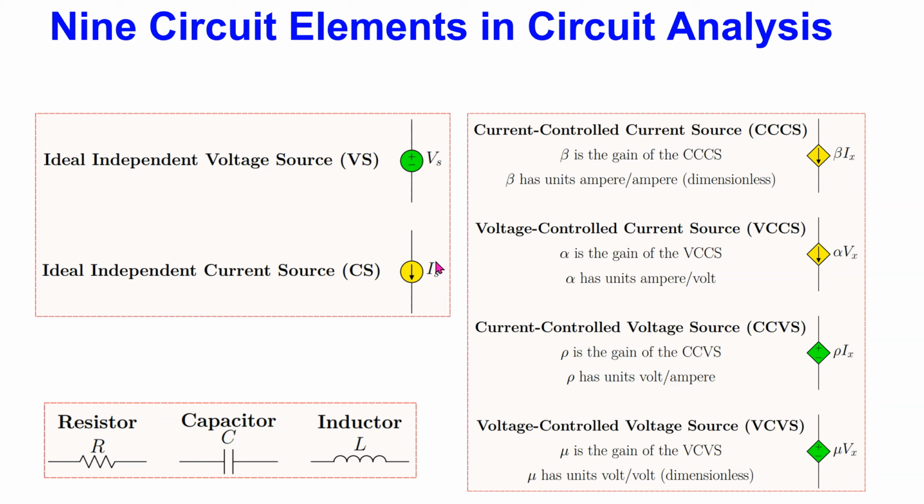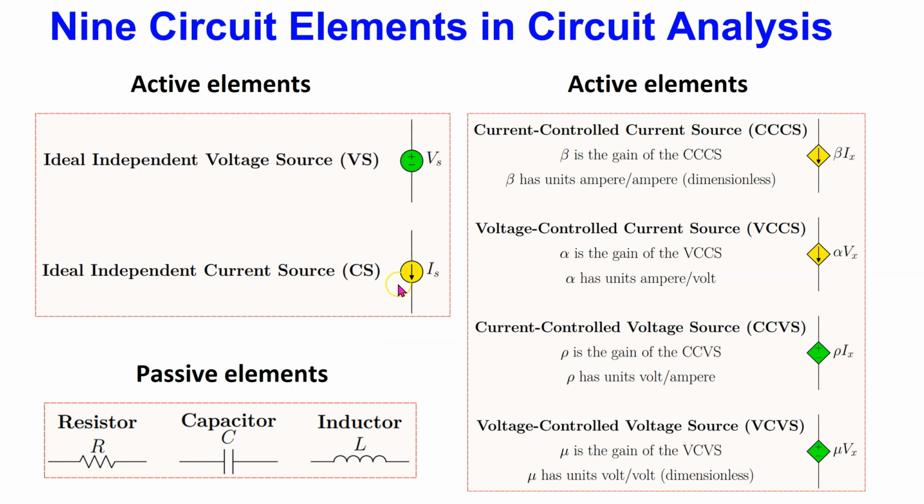In linear circuit analysis, there are only 9 fundamental ideal circuit elements. Each of these 9 elements has 2 terminals only. These 9 elements can be divided into 2 types, passive and active elements. Passive elements model physical devices that cannot generate electrical energy. Resistor, capacitor, and inductor are passive circuit elements.